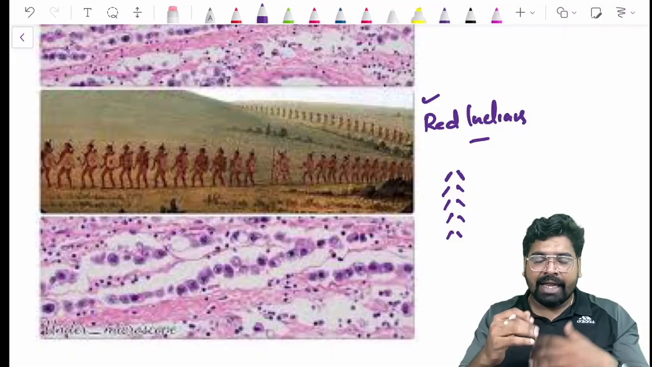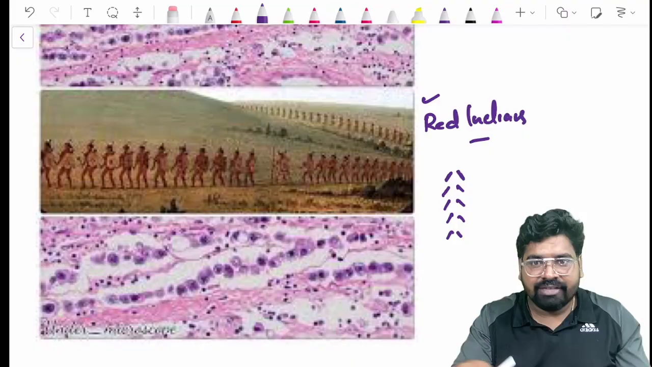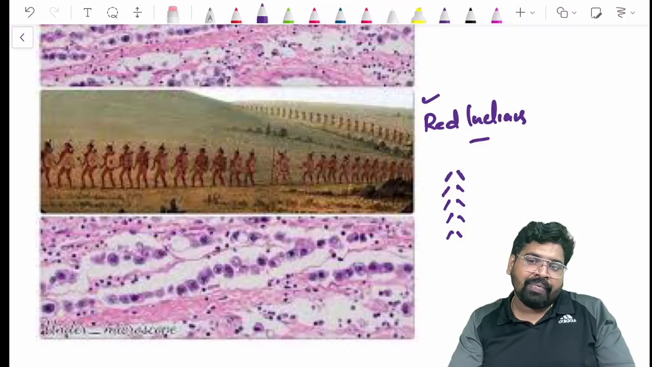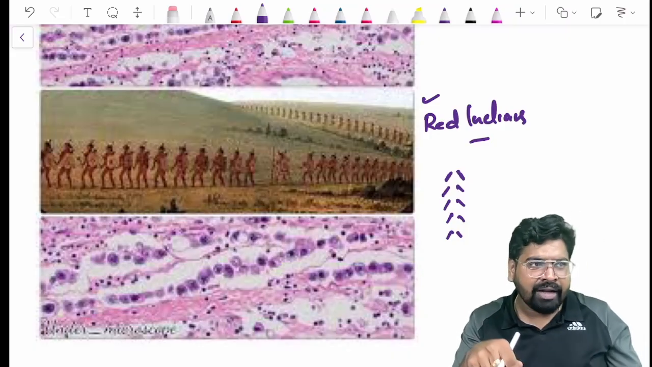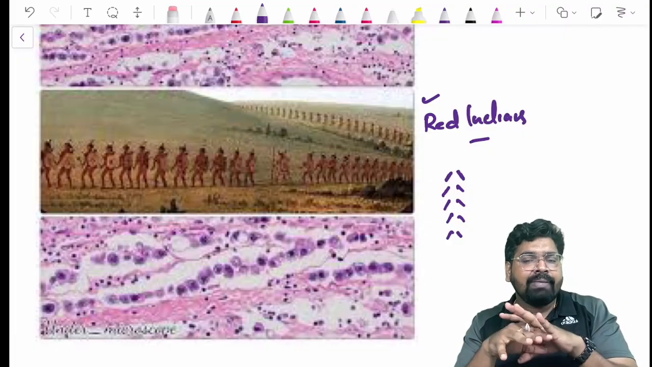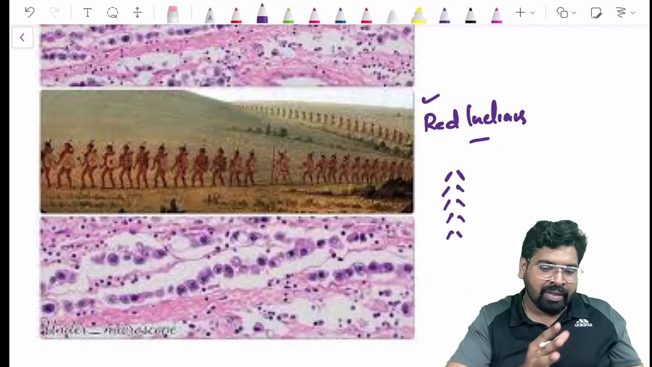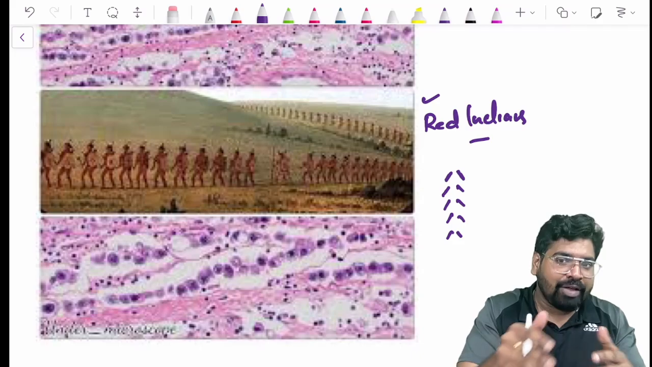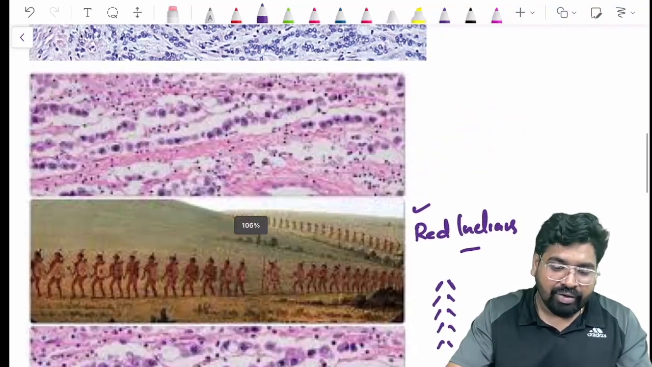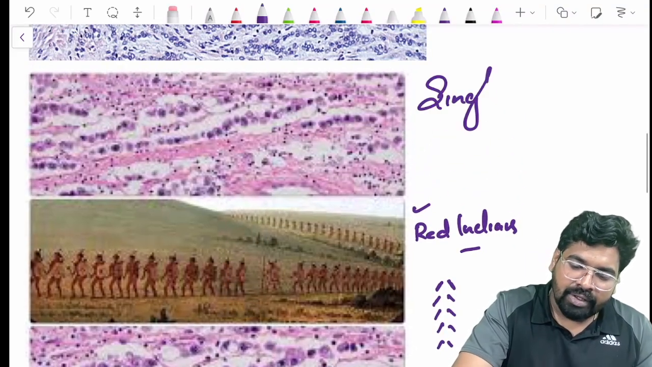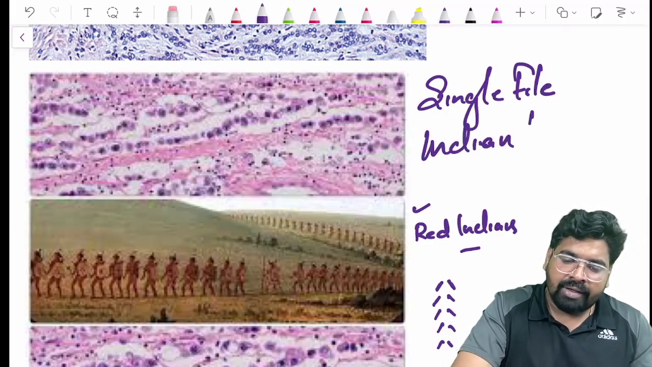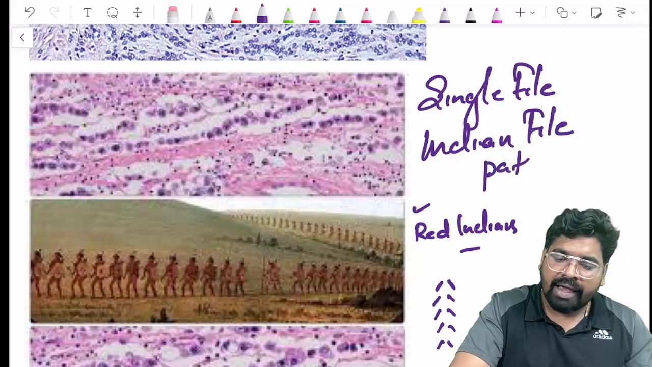So what happens when the enemy sees these footsteps? They will think that there is only one person who has walked here, right? There is only one footstep here. So maybe a single person has walked here. So they will puzzle the enemy. The enemy cannot find the strength of their tribe. Okay, that's how they walk from one place to another. So that is called a single file pattern or Indian file pattern. They move in a single file or Indian file pattern. Okay, can you see that?